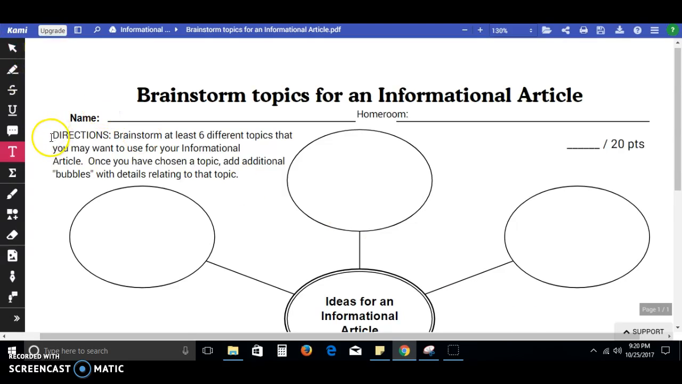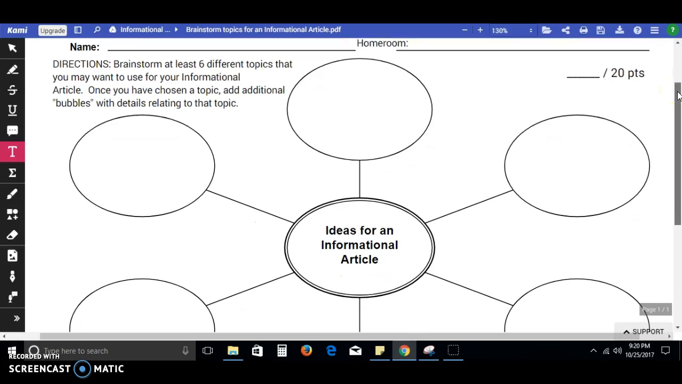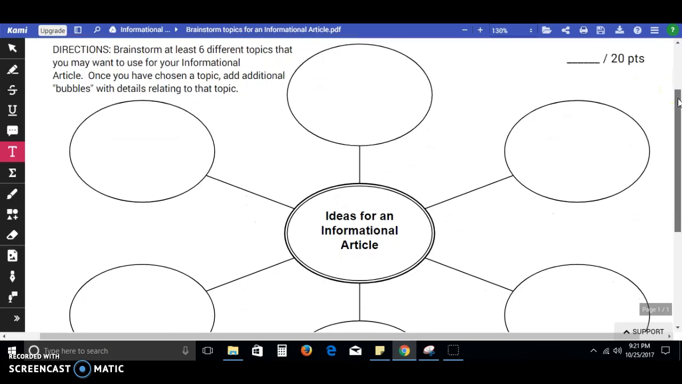The directions say, brainstorm at least 6 different topics that you may want to use for your informational article. Once you've chosen a topic, add additional bubbles with details relating to that topic. This assignment is worth 20 points. So you're going to begin by writing in the bubbles things that you know a lot about and that you might be interested in researching if you don't necessarily know a lot about those topics.